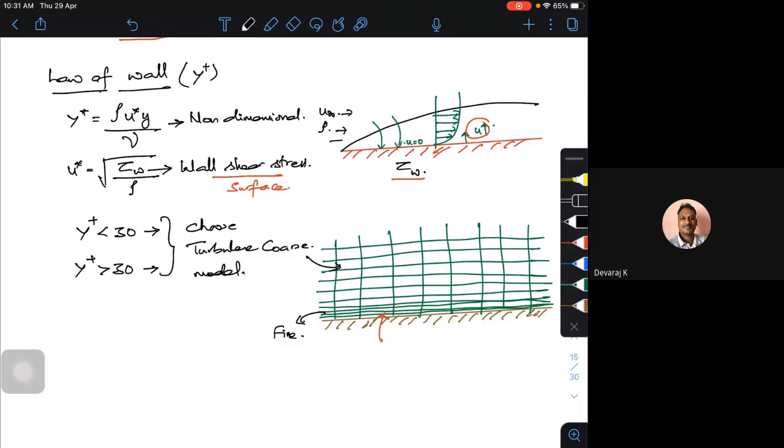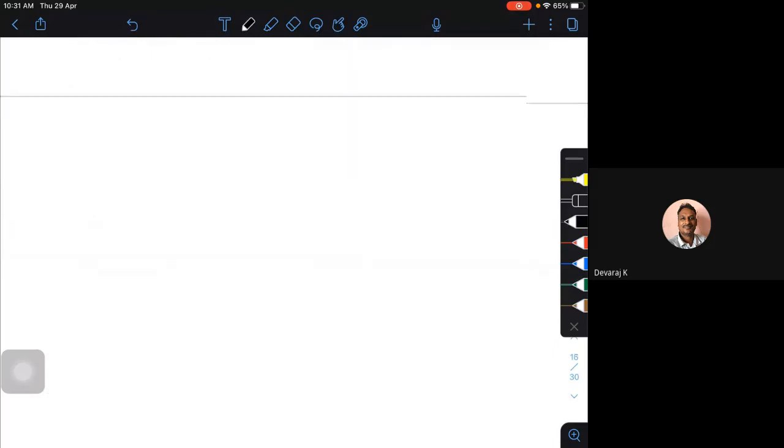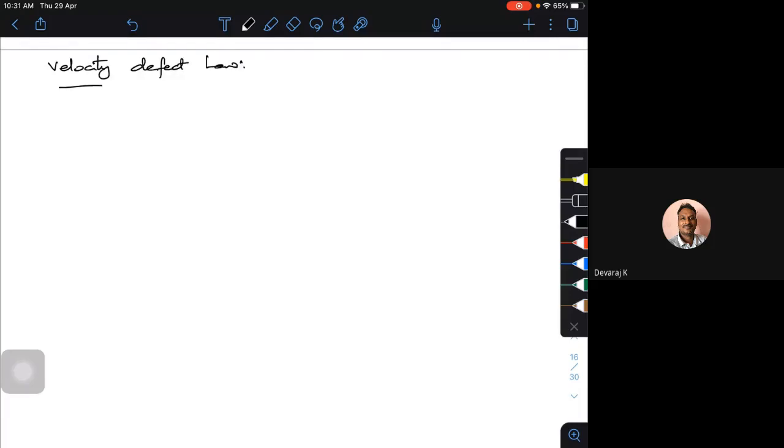So we have one more law. This is about the law of the wall, which is called y plus. Based upon this, your y plus is calculated. We have one more law, called the velocity defect law. What is this velocity defect law?